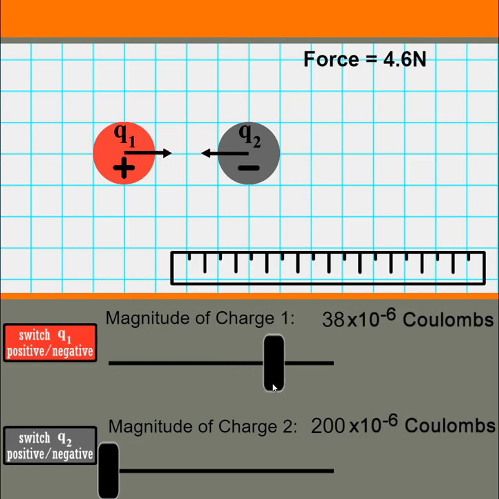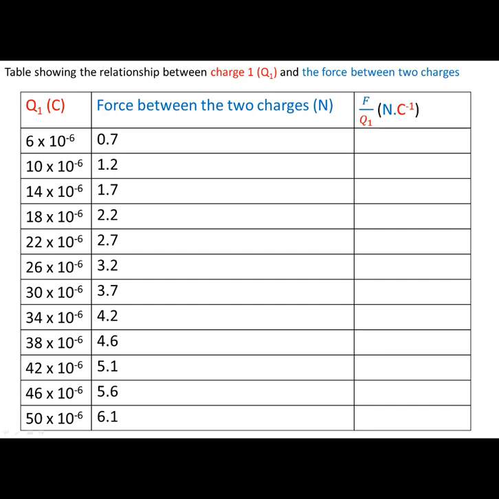38 times 10 to the power minus 6 coulombs, 4,6 newtons. 42 times 10 to the power minus 6 coulombs, 5,1 newtons. 46 times 10 to the power minus 6 coulombs, 5,6 newtons. And our last reading, 50 times 10 to the power minus 6 coulombs, and we get the highest reading from the set, 6,1 newtons. We put all of that into our table.